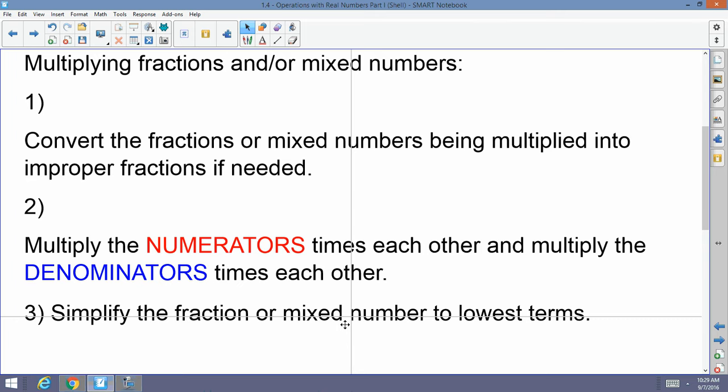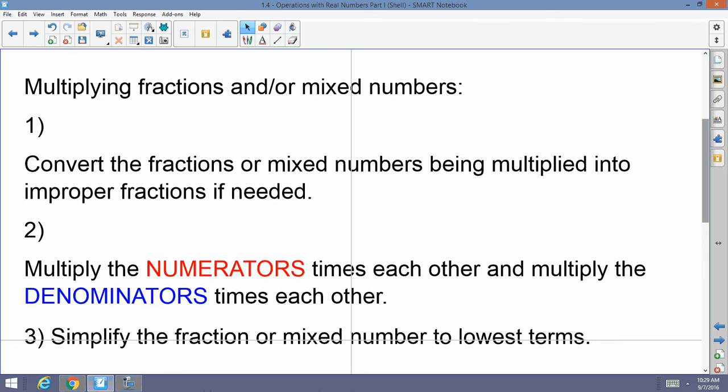So again, you're always going to first convert any mixed numbers into improper fractions. If you don't have mixed numbers, you don't have to worry about it, guys. That only applies when you have mixed numbers, okay? Number two, multiply the numerators, and then multiply the denominators. And then number three, simplify fractions or mixed numbers to the lowest terms. Now, a lot of people always have problems with the simplifying part at the end, reducing to the lowest terms. So I try to encourage what's called cross division. Now, what is cross division? Let me explain that.